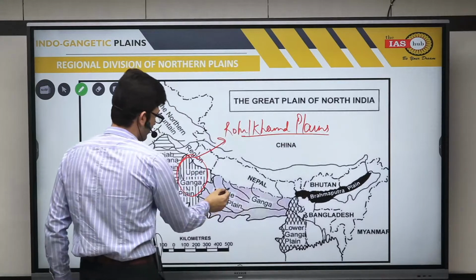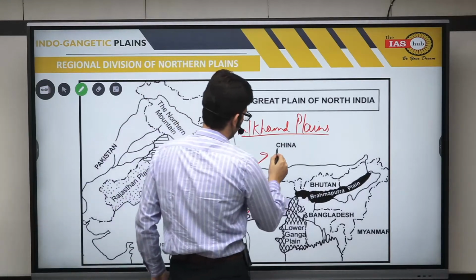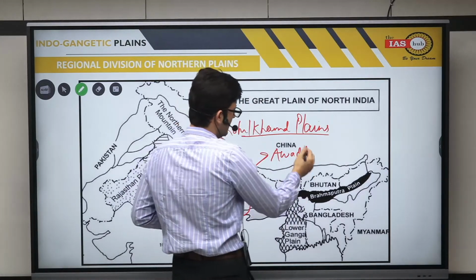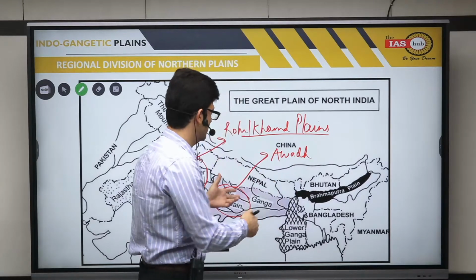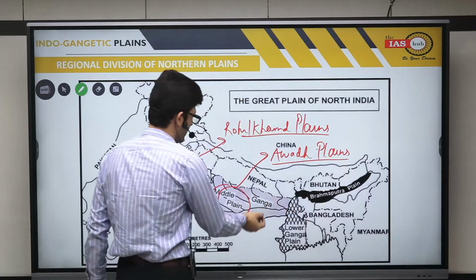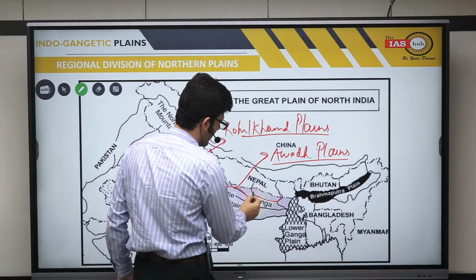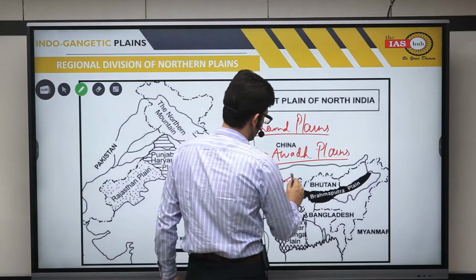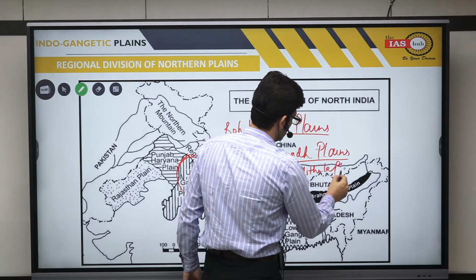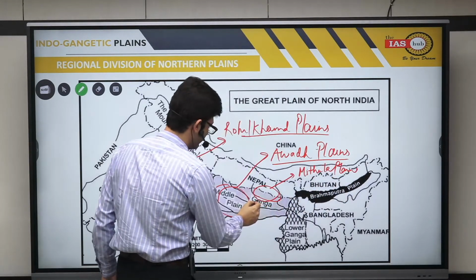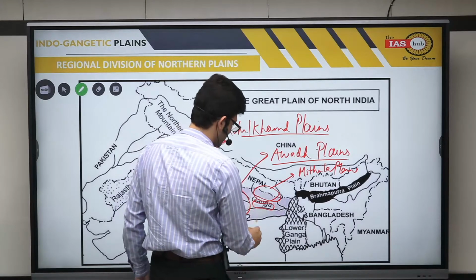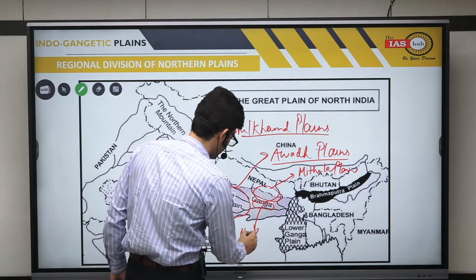Then we have the middle Gangetic plain, which is known as Awadh plains. Awadhi has been spoken in this region, and from that name it has gotten its name and is known as Awadh plains. Then we move towards the Bihar region. The northern part of Bihar is known as Mithilanchal, and in that sense it will be known as Mithila plains. Then the southern part of Bihar region, the southern side of the Ganga which flows through Bihar, is known as Magadh plains.